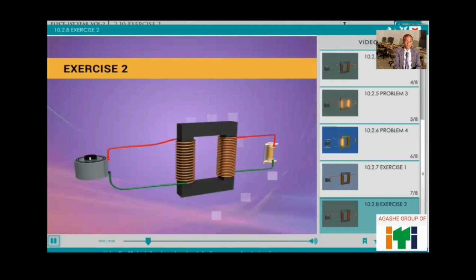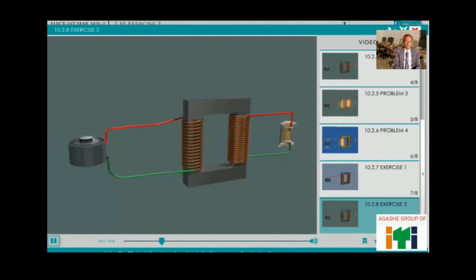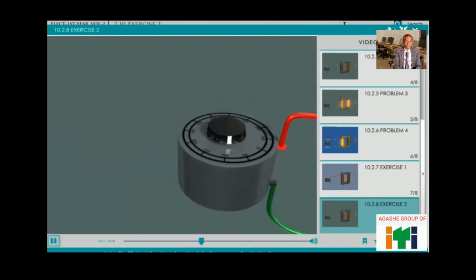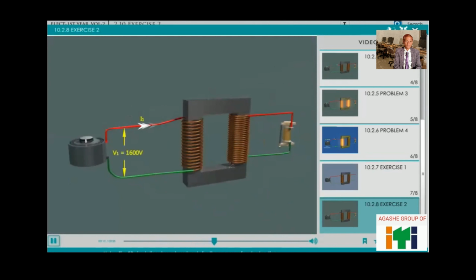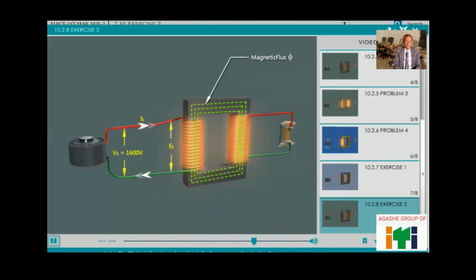Exercise 2. We are going to see the problem based on transformation ratio. Input voltage V1 is 1600 volts. Calculate current flow in the secondary side I2.